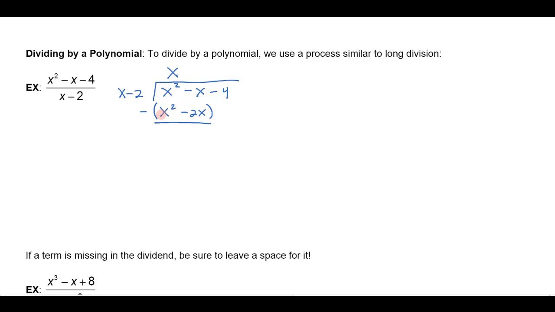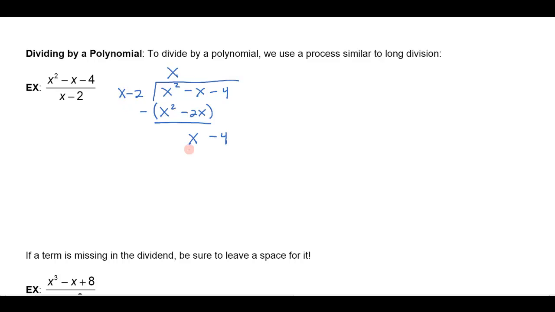So I got x squared minus x squared is 0, as it should always be in this step, and then a negative x minus a negative 2x. Well, this is going to be like plus 2x, right? So plus 2x minus this x is x. And then go ahead and bring down the minus 4 and do it all again.